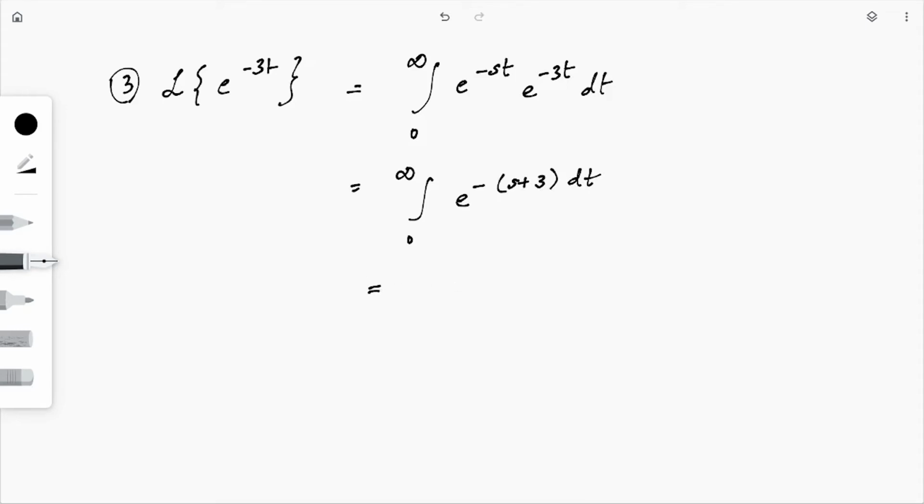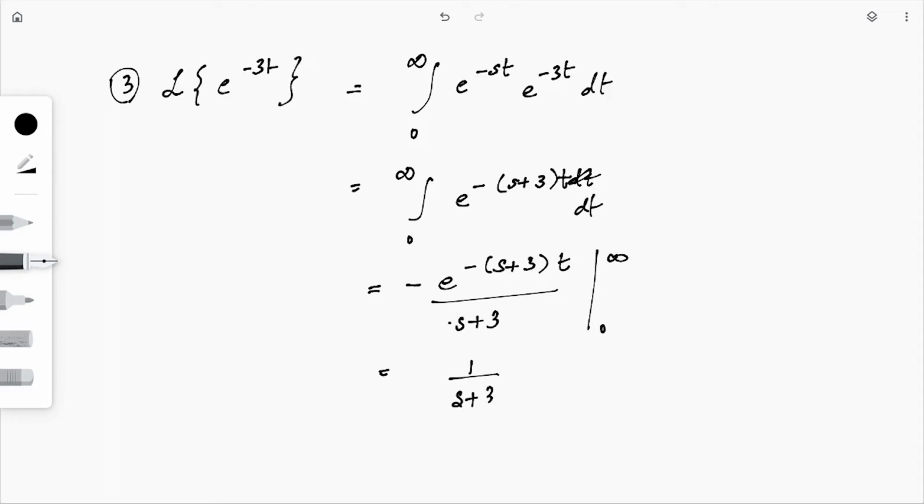This is equal to integral e raised to minus of s plus 3 into t by s plus 3, with the limiting value from 0 to infinity. Again e raised to minus infinity is 0 and e raised to 0 is 1, so just like the first example, this value will become 1 by s plus 3.